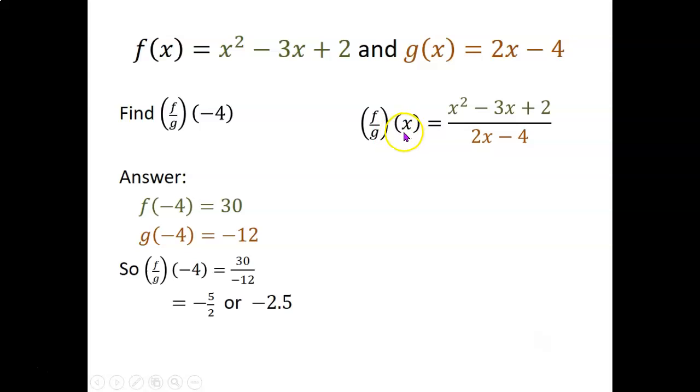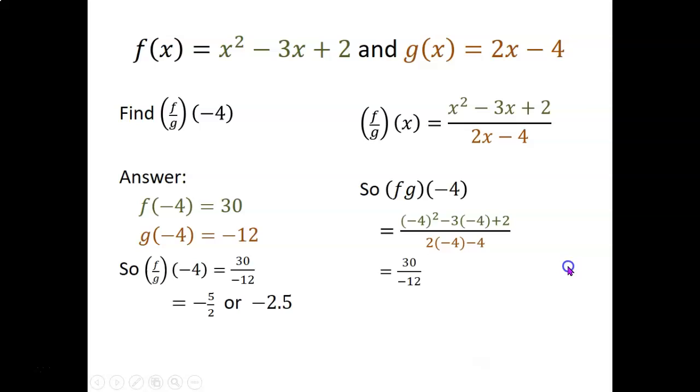Now, the formula for f over g, just in general, f over g of x, looks like this. X squared minus 3x plus 2 over 2x minus 4. So if we took that and put negative 4 in for x, we'd have negative 4 squared minus 3 times negative 4 plus 2 on top over 2 times negative 4 minus 4 on the bottom. And that would be 30 over negative 12, which would be negative 5/2 or negative 2.5.